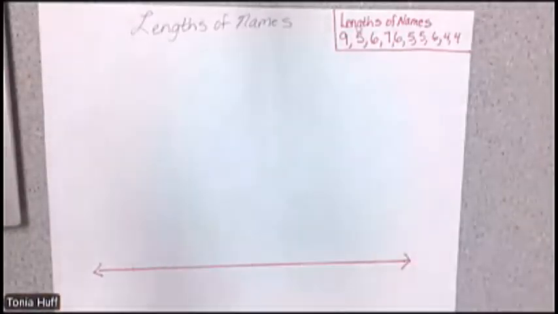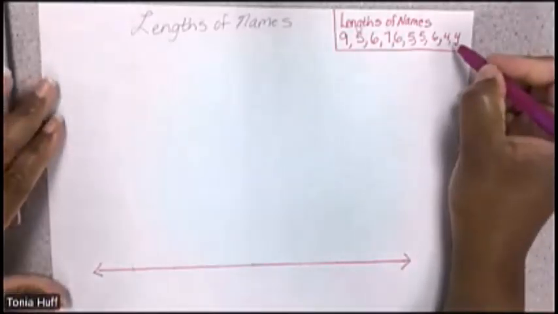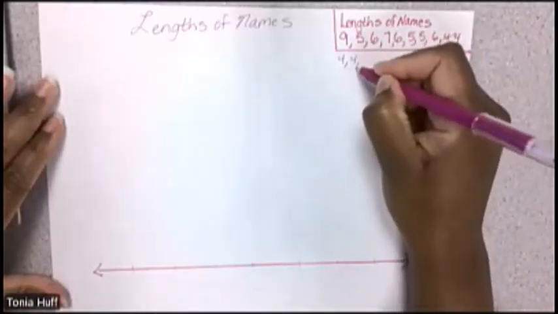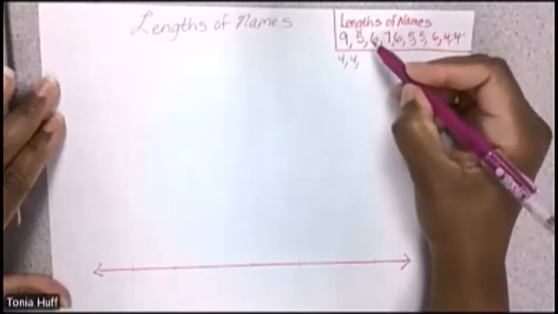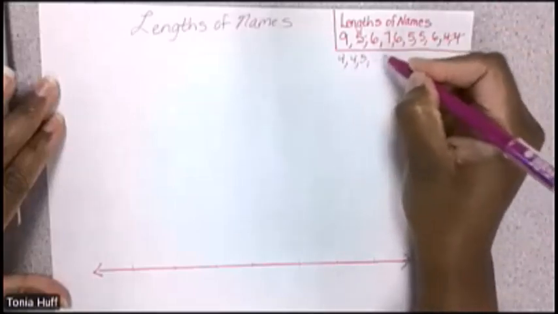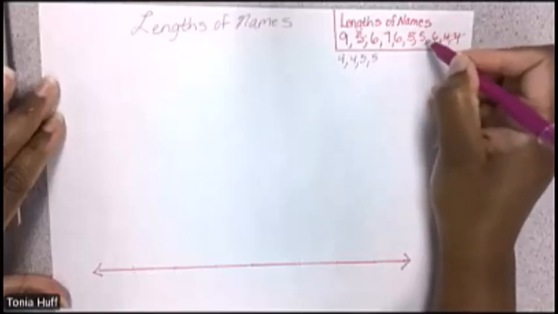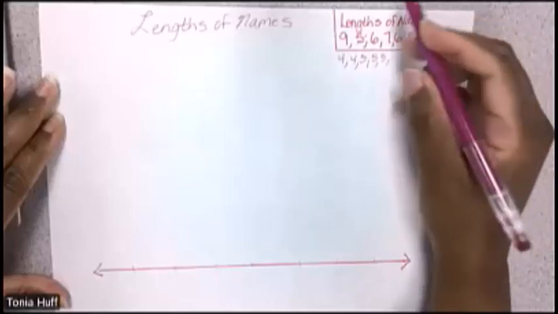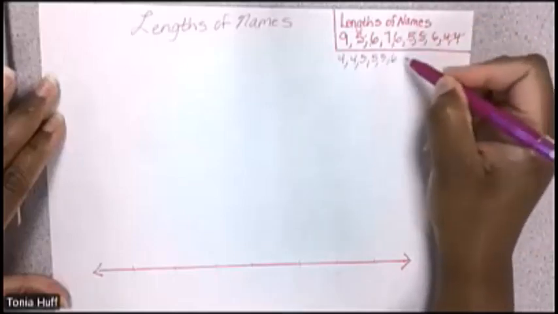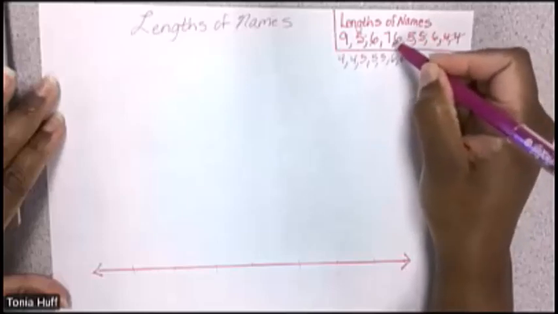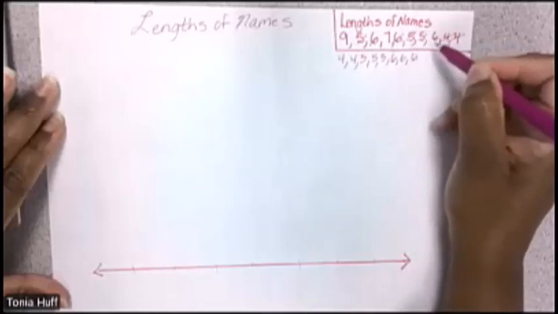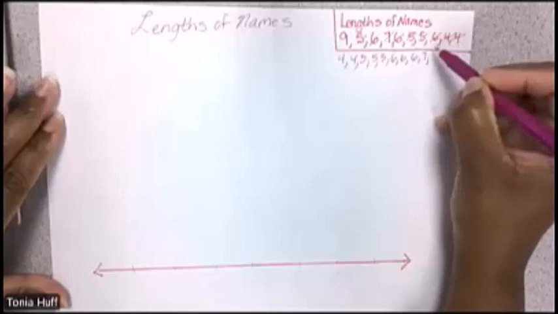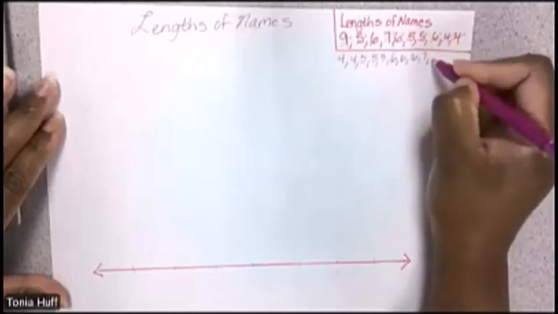So I will start with the smallest number, which is 4. So I have 2 4s. Then I notice I have 5. And this just helps students to keep track of the numbers that are in the data set. And then I have 6, and another 6, another 6. Then there's a 7. There's no 8, but then there's a 9.